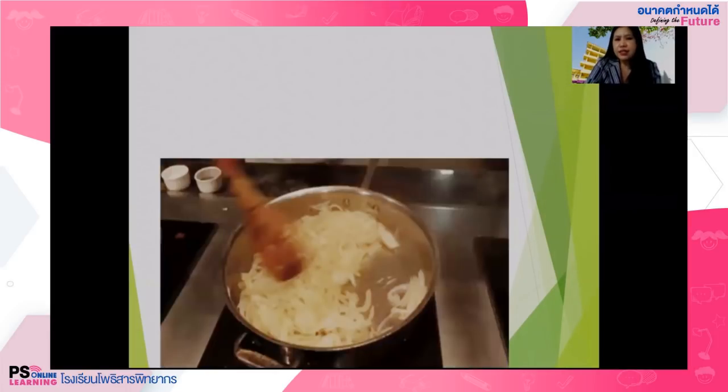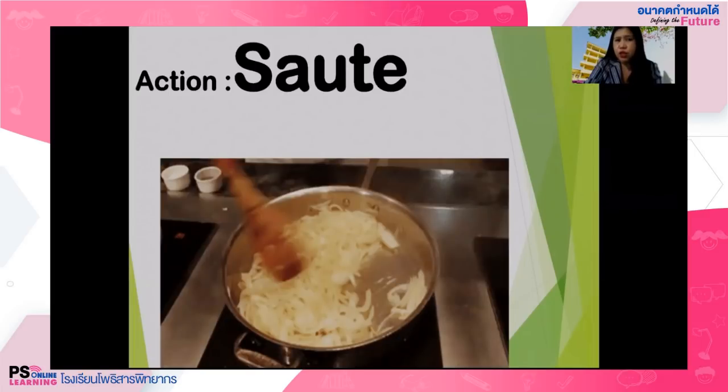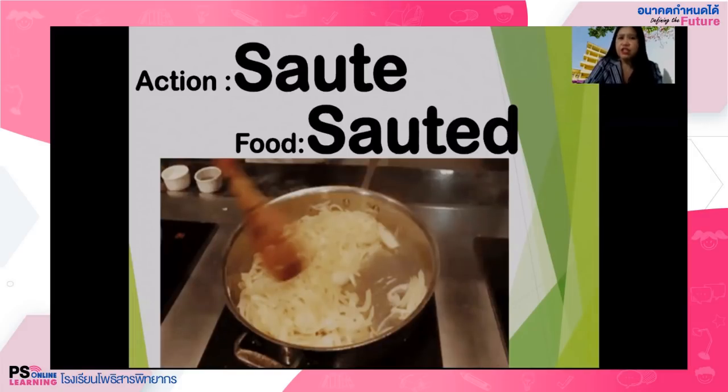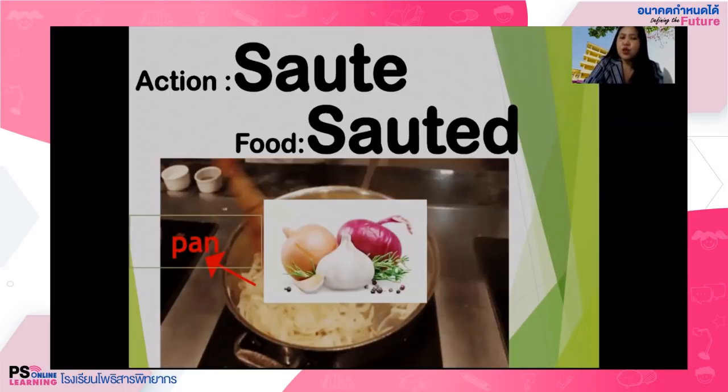Next one is this one. Okay, what is this? The action here is called saute. Saute. Say it again. Saute. When you finish, the food is called sauteed. Sauteed. Okay, so when you need to saute, you need, of course, a pan, of course, oil, and then you also need onion and garlic.